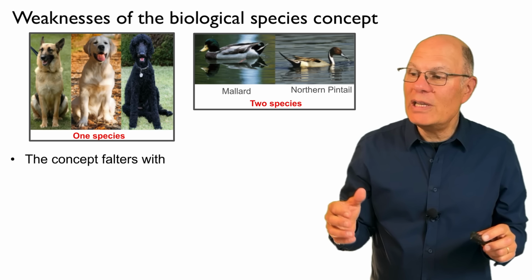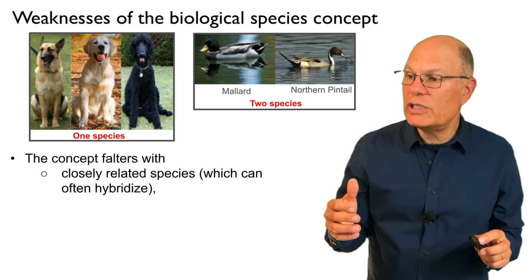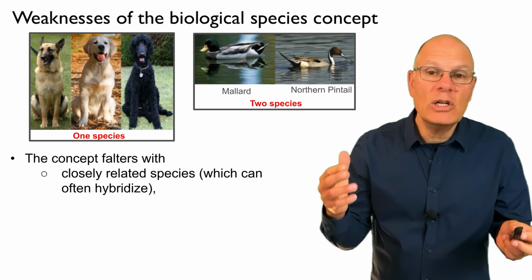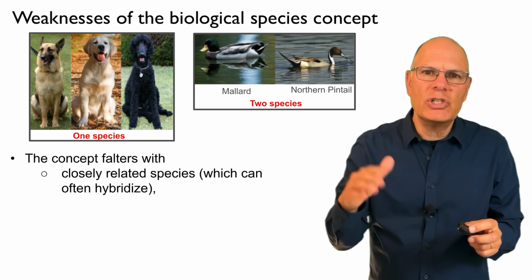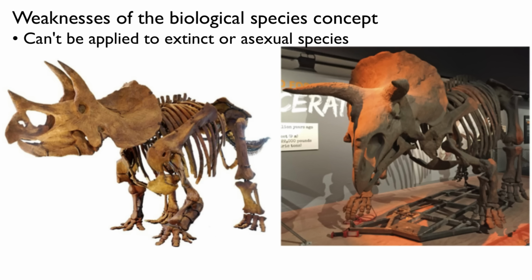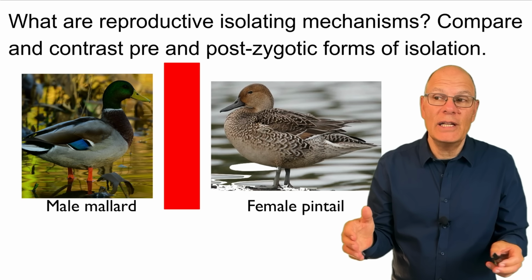The concept is not perfect, and it falters in a couple of cases. The first is in the case of closely related species, which can often hybridize. They can often interbreed, but not so much, so the gene pools maintain relative separateness. Extinct or asexual species, how could you tell if they could produce fertile or viable offspring? And prokaryotic species. What are reproductive isolating mechanisms?